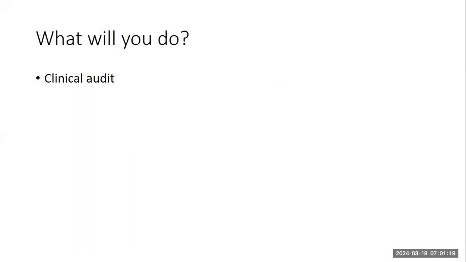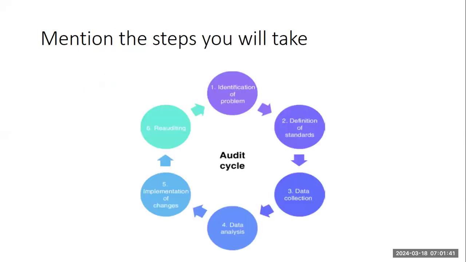What will you do? I would like to do clinical audit on the situation, that's increased mortality in patients presenting with upper GI bleeding. I would like to frame it as the investigation of increased mortality in our facility. Mention the step you will take. I will take these 6 steps of clinical audit.